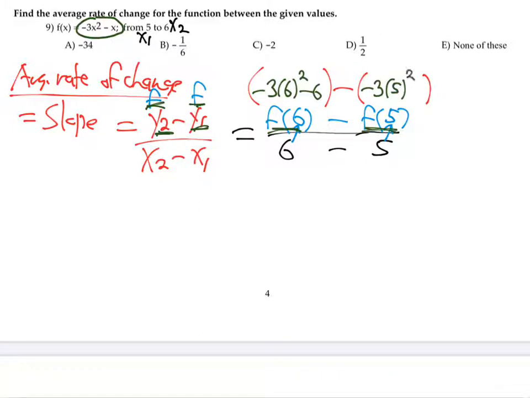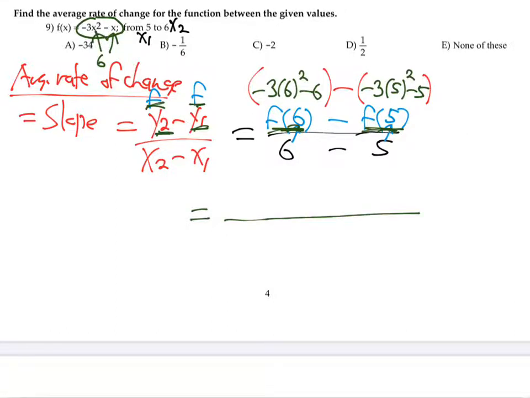Minus 3 times 5 squared minus 5. See how I just plugged in for x, 6 the first time, and then 5 the second time? That's what f of 6 means, 6 plugged into f. And f of 5 means 5 plugged into f. So what do we get then?